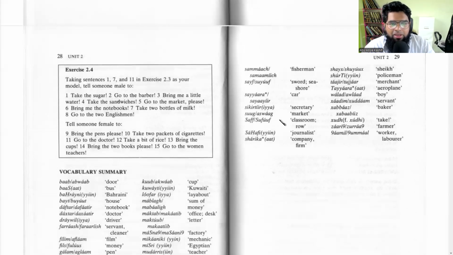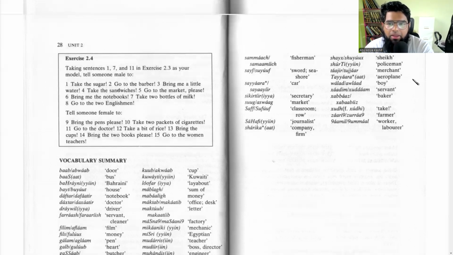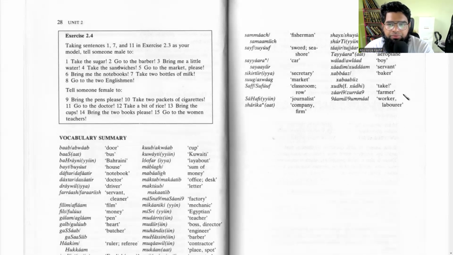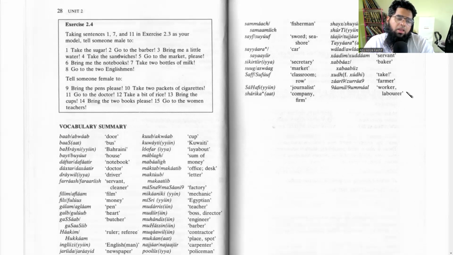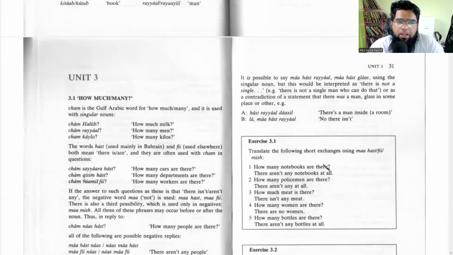Secretary. Suq, aswaq, market. Sufuf, classroom, row. Sahafi, very common, journalist. Journalists. Companies, firms. Shuyukh. Policeman. Merchants. Aeroplanes. Walad, awlad, boy. Khaddam, servant. Baker. Take. Farmer. And amil, amal, worker, laborer.